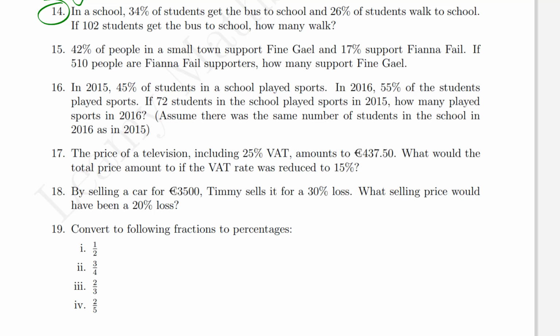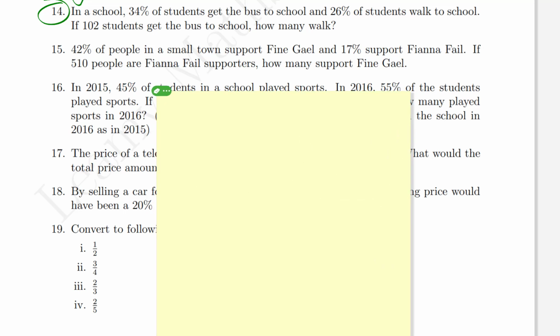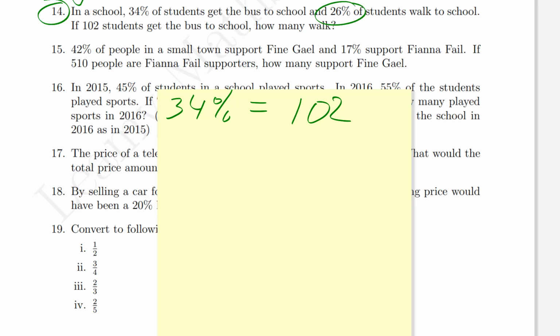Right, question 14. In a school, 34% of students get the bus to school and 26% walk to school. If 102 students get the bus, how many walk? Okay, so what's going on here is 34% get the bus, and we know that 102 students get the bus. So 34% is equal to 102 students. We want to figure out how many students represent 26%.